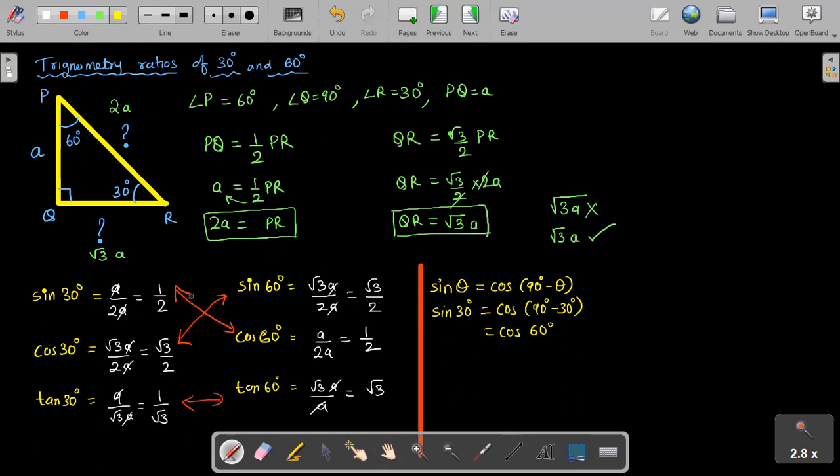Okay, but instead of writing that, we will just remember that sine 30 and cos 60 both are same. That's what I told you with the red color arrow here. Sometimes we can also write that sine 30 is equal to cos 60. Sometimes it is helpful for us to solve some questions. Now let us do for cos 30.